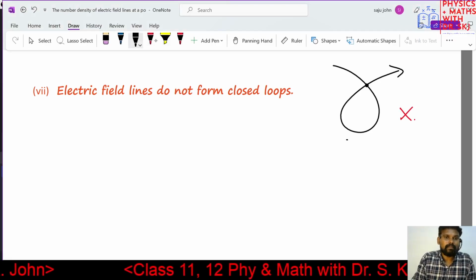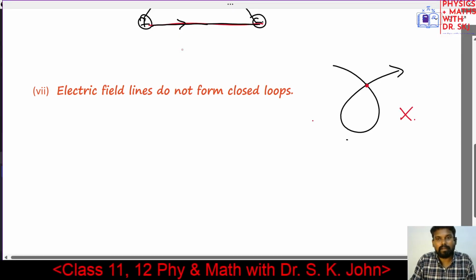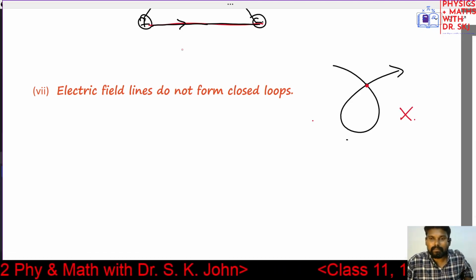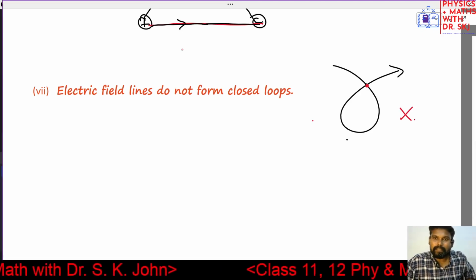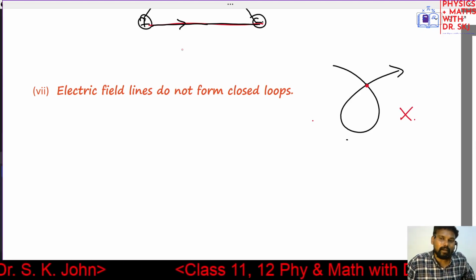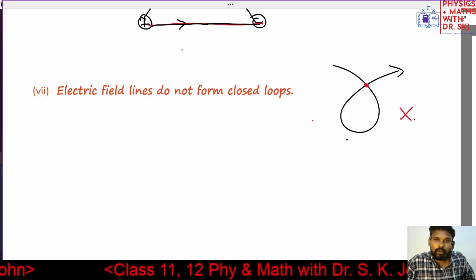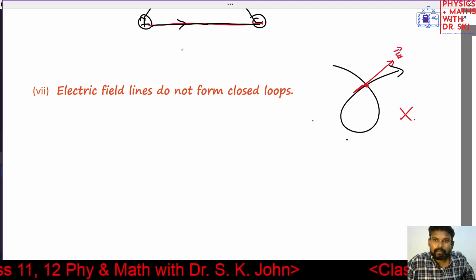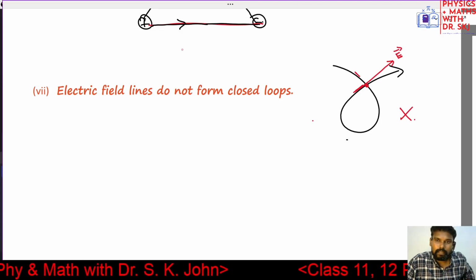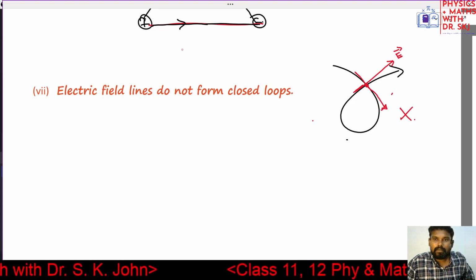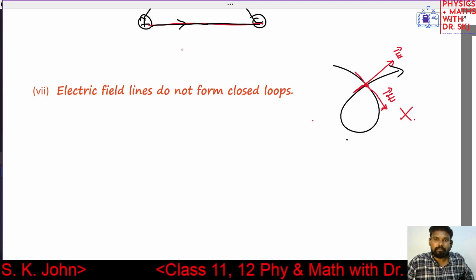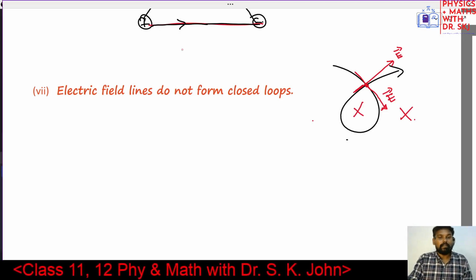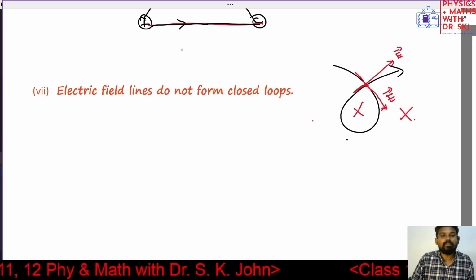Suppose they form closed loops, then what happens? There are two curves meeting like this. It is like two curves meeting because a single curve is making a closed loop. But at this point, you have to draw the tangent to this curve, and you have to draw the tangent to this curve also. So there will be two directions for electric field at the point of meeting. So this is not possible. So electric field lines do not form closed loops.